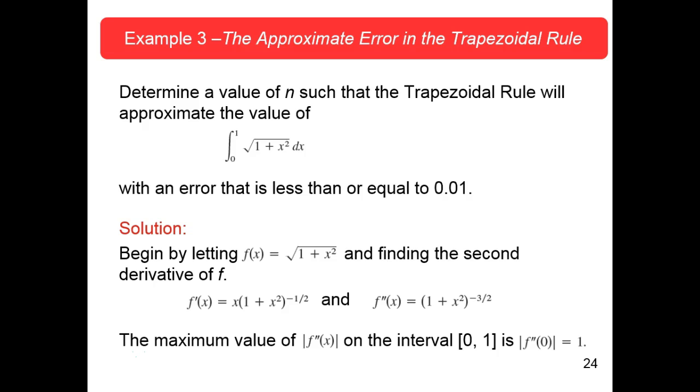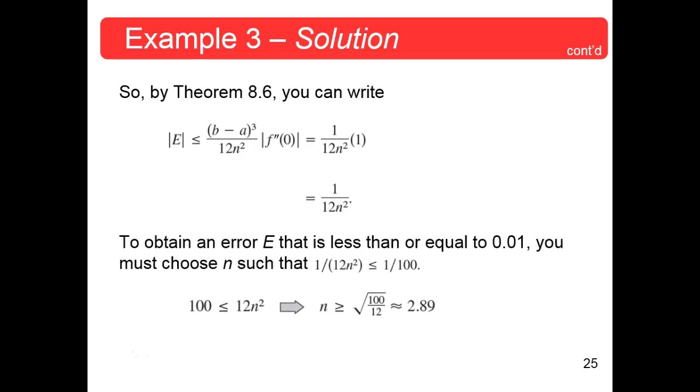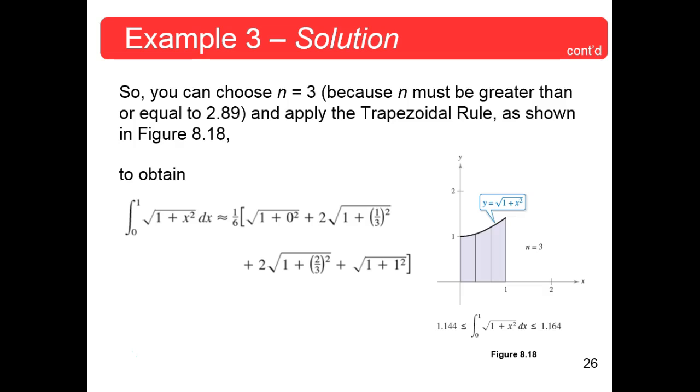So, we did all this. Maximum value on the interval is at 0, and that would be 1. So by 386, we got it less than that. Oh, look at how they did it. Same type principle. They got the same answer, and we'll round that to 3. It has to be greater than or equal to that, but it has to be an integer. I don't want to do 2.89 intervals. I want to do 3.